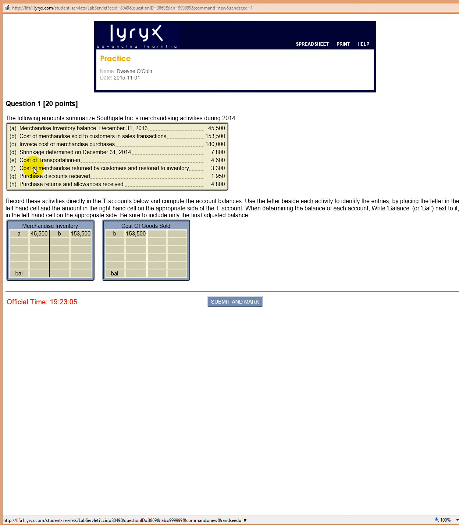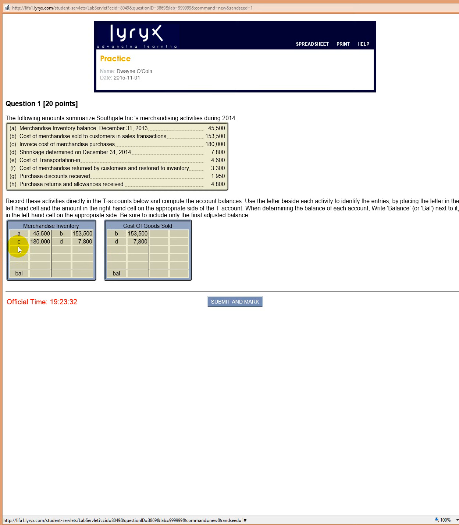The next item, C, invoice cost of merchandise purchases. That increases our inventory by 180,000. We haven't sold it yet, so it doesn't affect cost of goods sold. Shrinkage, we noticed some of it had gone missing, and so that reduces our inventory by the 7,800. It also increases our cost of goods sold.